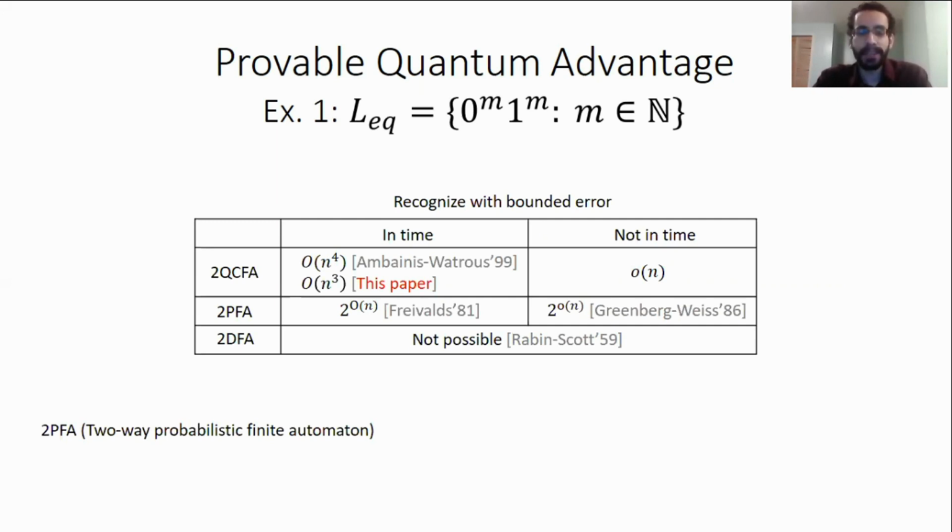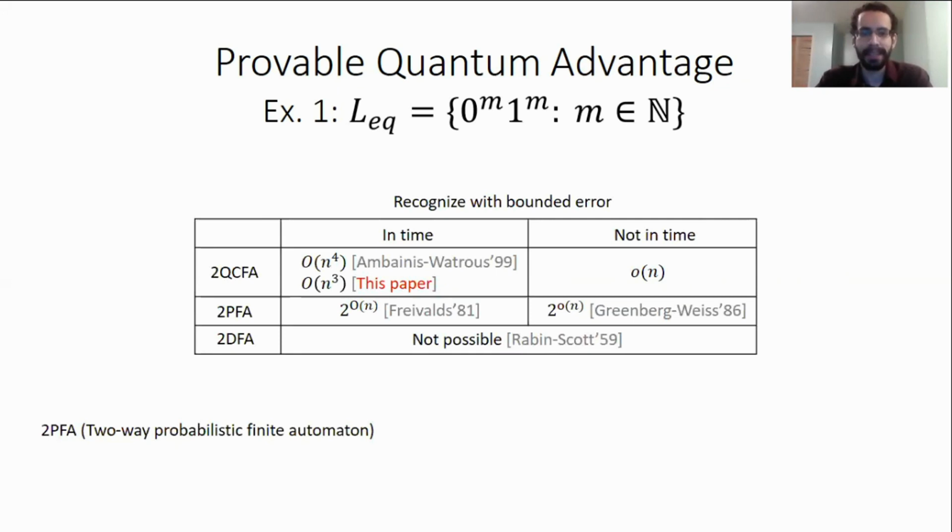Now, it's known that a 2PFA actually can recognize the language LEQ in exponential time, but it needs exponential time. There's a matching lower bound. A 2PFA cannot recognize LEQ in sub-exponential time. And so this language really does demonstrate provable quantum advantage in the constant space setting. It's a language that a 2QCFA can recognize in polynomial time. A 2PFA can also recognize, but in exponential time, and it needs exponential time. In particular, it cannot recognize this language in polynomial time. And a 2DFA cannot recognize the language at all.